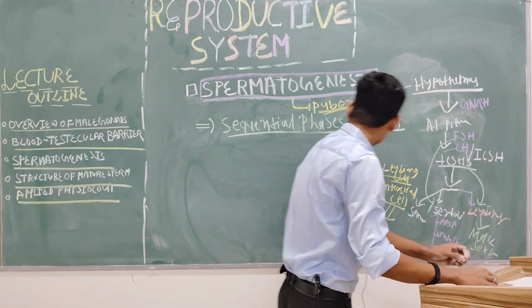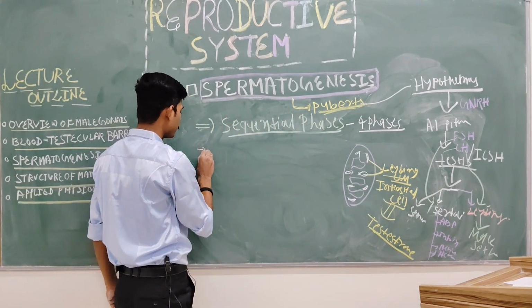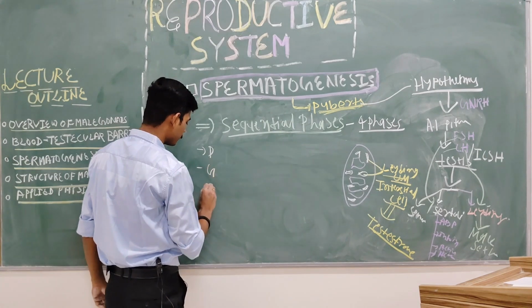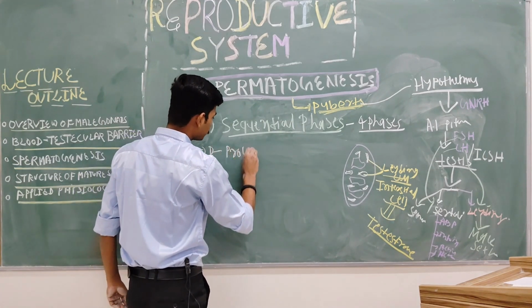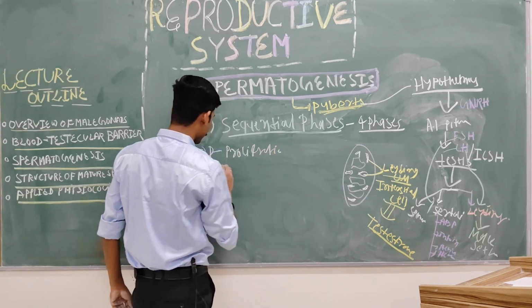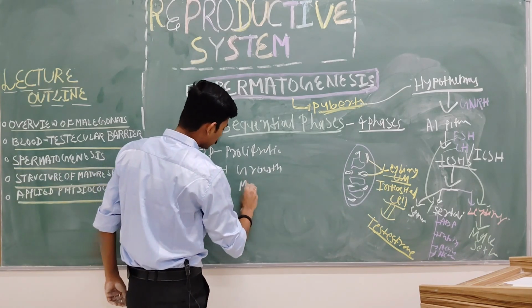Along with that, we saw the phases. Don't forget the phases. Write it down once again: PGM. P stands for proliferation, G stands for growth, M stands for maturation.